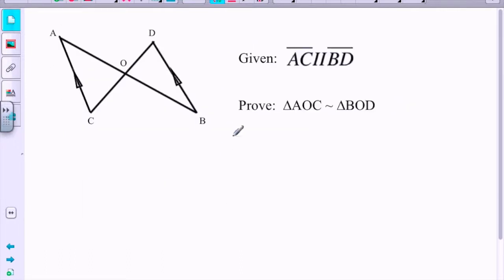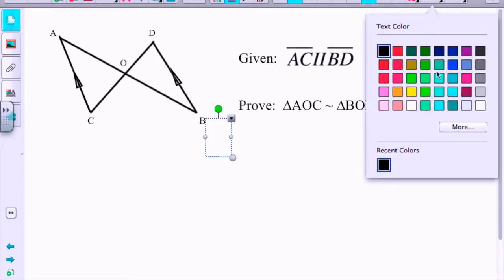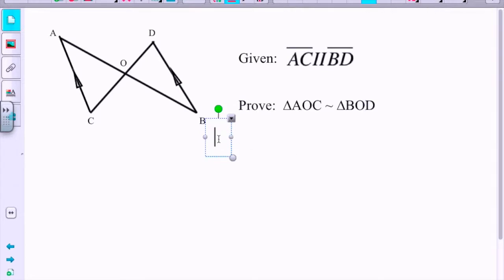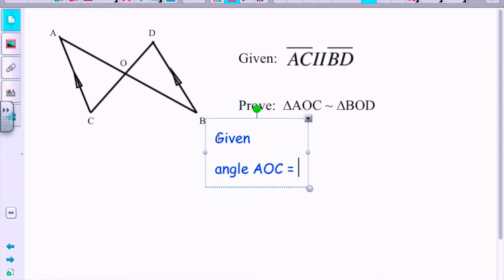So when I go to the proof here, I have AC is parallel to BD, and I'm just showing the triangles similar. So in your statements and reasons, I think I'm going to need to type this because it's going to be hard. I need to change the color for you. Do it in blue. Okay, I have my given. Okay, I also know that it's hard for me to use the symbols, so angle AOC is equal to angle DOB because of VAT.